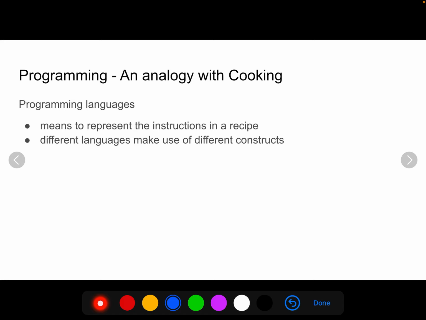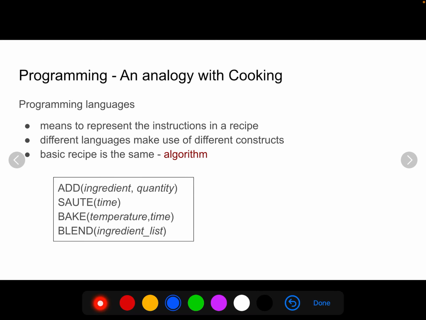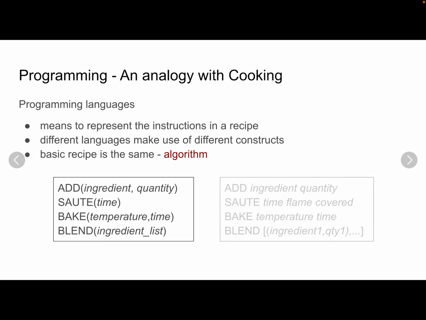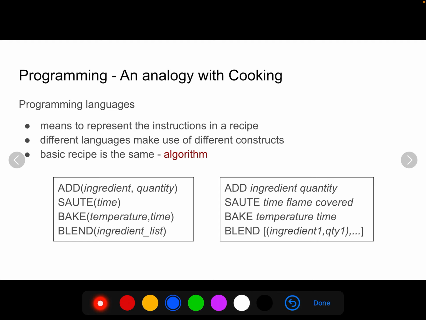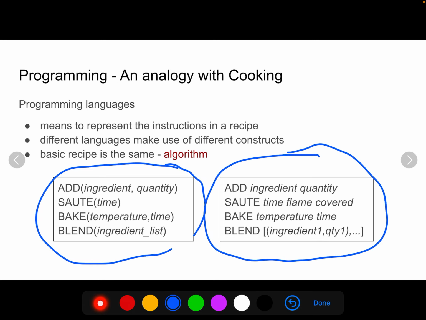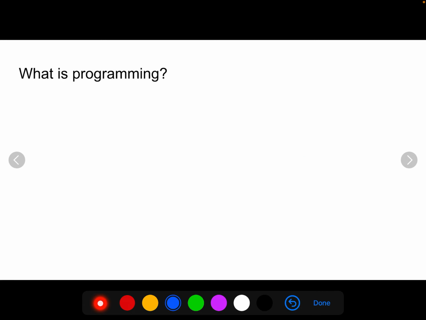Now, as I already told you, different languages make use of different constraints or different formats. But the basic recipe is the same, the algorithm, right? Whatever processing we are doing is still the same. It is just that the way it is represented is different. So here you can see, this could be one format of representing the recipe, and this could be another format of representing the same recipe. Okay, so basically the processing is the same, just the way that these instructions are written or represented is what is differing here.